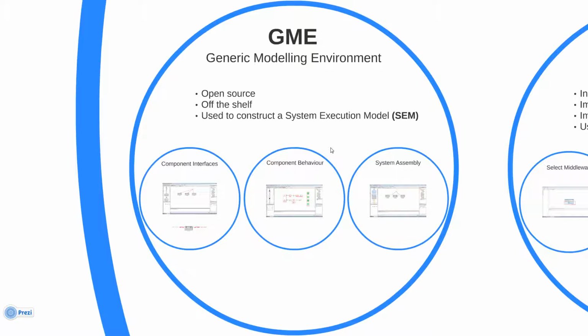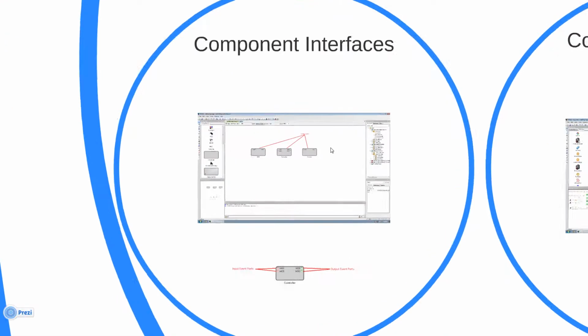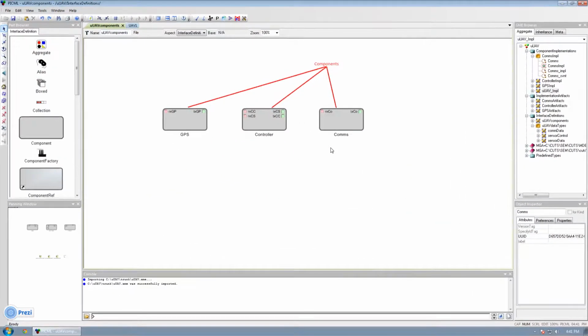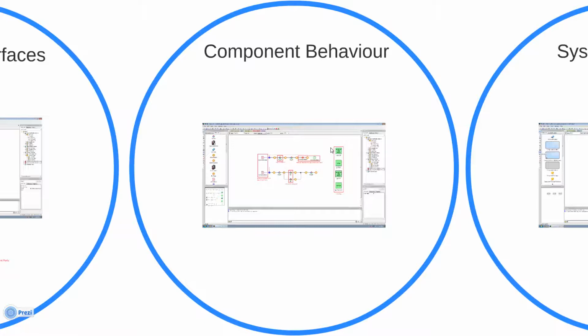For each software component in the system, a component interface is constructed. For the UAV model, there is a GPS, controller, and comms component. Each component contains a set of input and output event ports and a corresponding behavioural model. This information is modelled in accordance with provided documentation and specifications of the system.